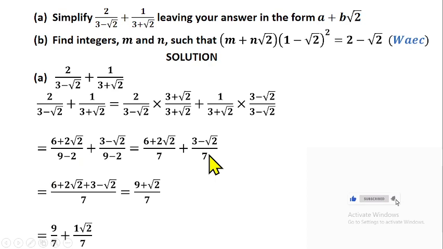7 here. Then we can now find the LCM. Isn't it? What's the LCM of this? You have a fraction plus another fraction. That's LCM. That will give us 7. Then 7 in 7 will give us 1. 1 times numerator. That will give us 6 plus 2 root 2. Plus 7 in 7 as well. That will give us 1. 1 times 3 minus root 2.